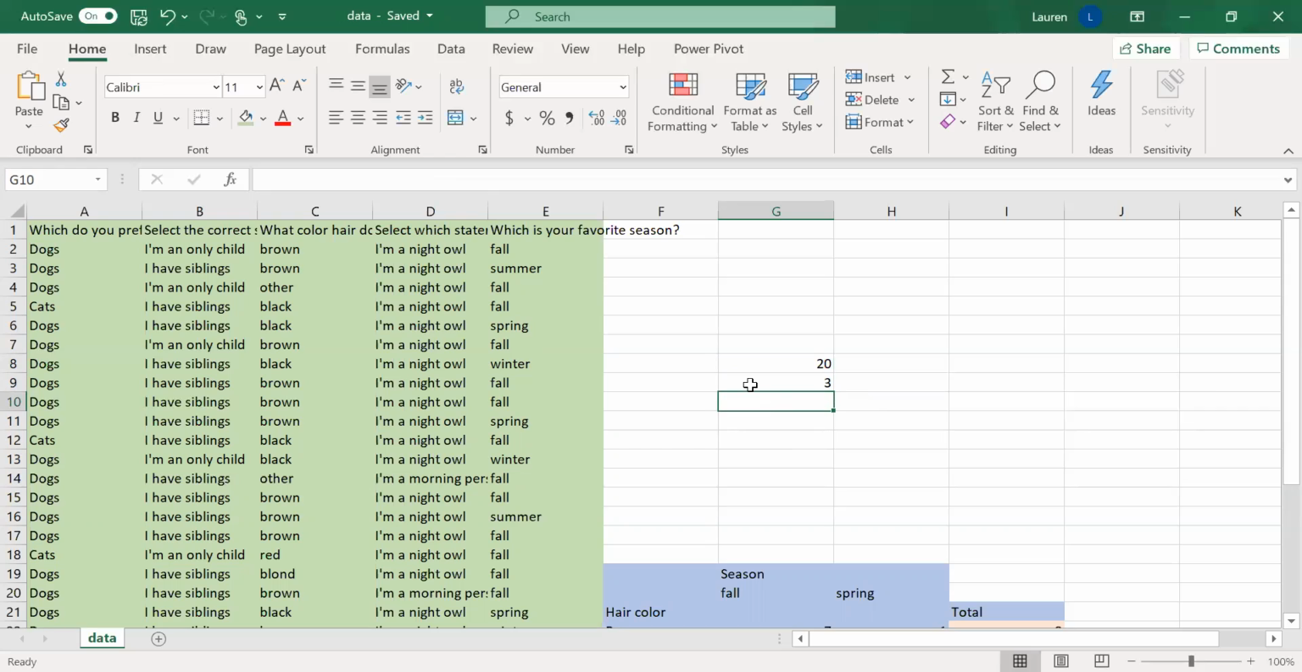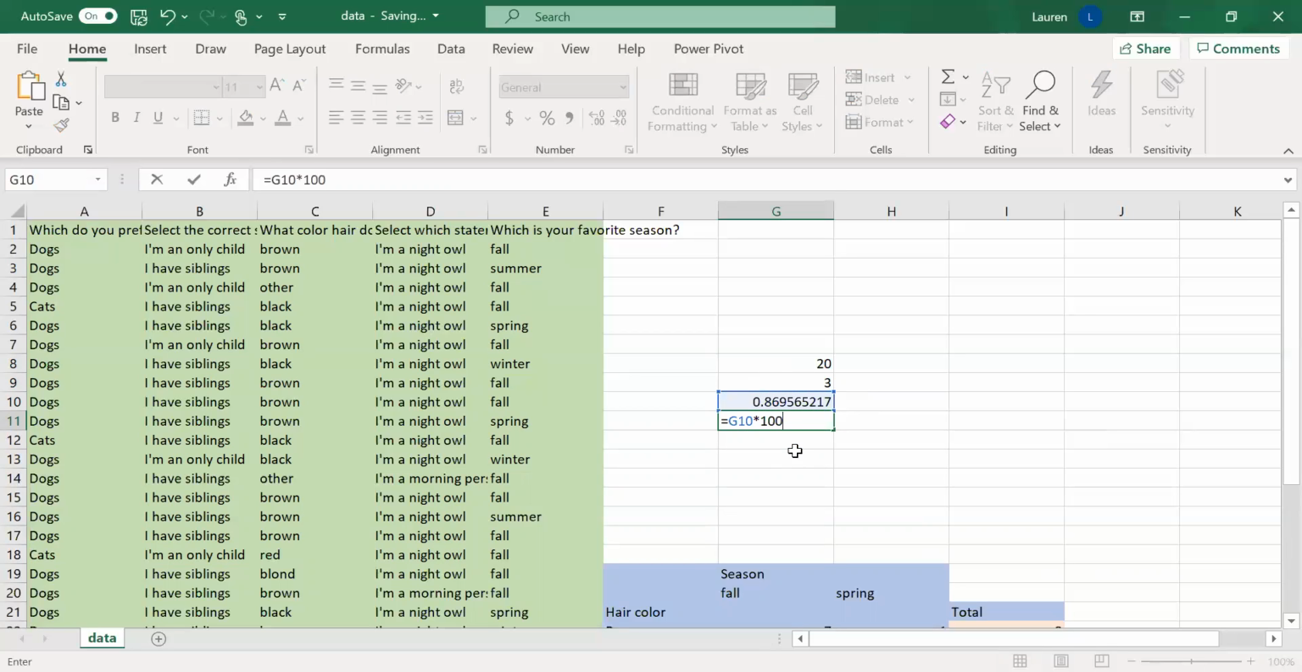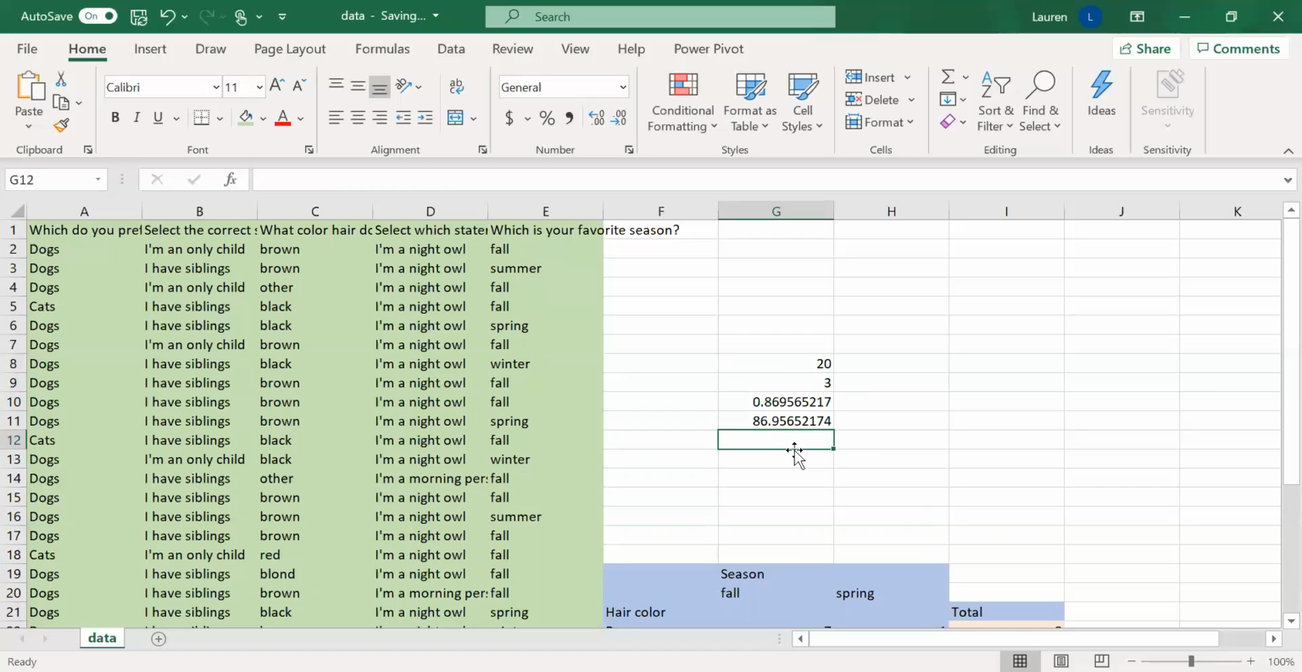And so we said, okay, if we want to start looking at proportions and percentages based on these frequencies, we could ask, well, what is the proportion of the total number of people who liked dogs? So we have 20 out of 23 total participants who said that they liked dogs. So that gives us a proportion of 0.87. And so to get our percentage, of course, we just multiply this by 100 to give us 86.96% of our sample preferred dogs.